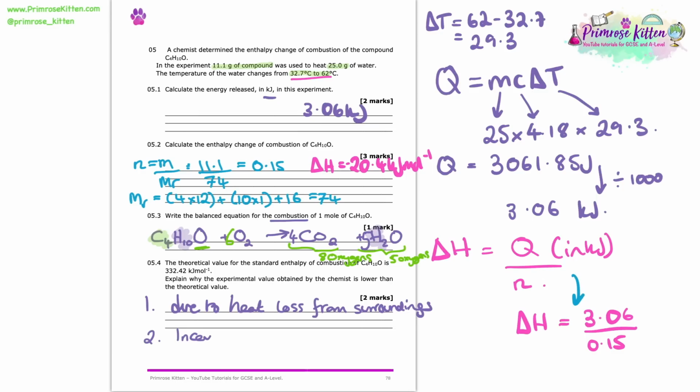Our point 2 is that there may be incomplete combustion. And if there is incomplete combustion, then that means there's less efficient combustion and not as much energy is being released from it as potentially could be. So those are 2 great answers that are really, really common for this type of question, so do make sure that you know them.